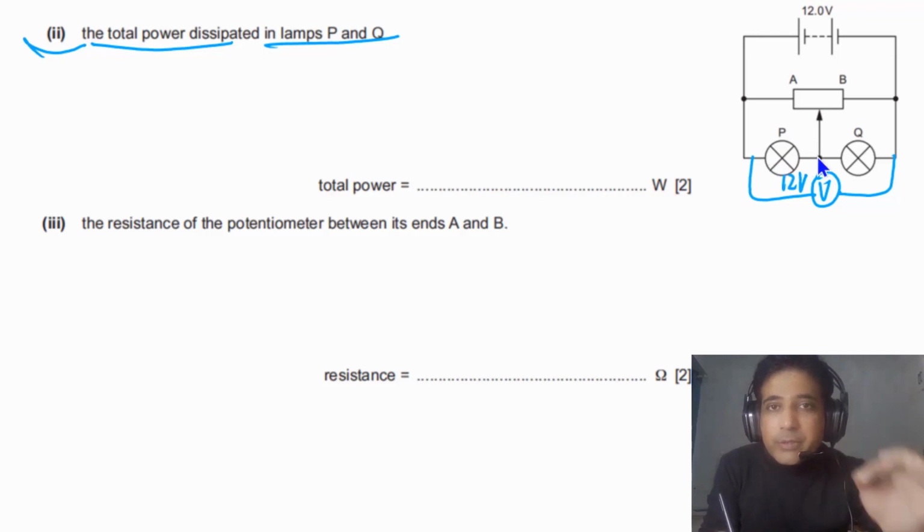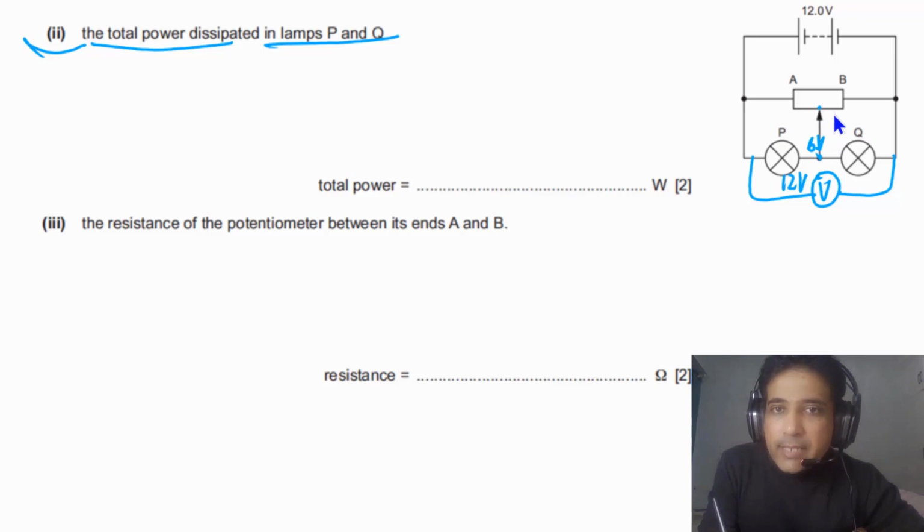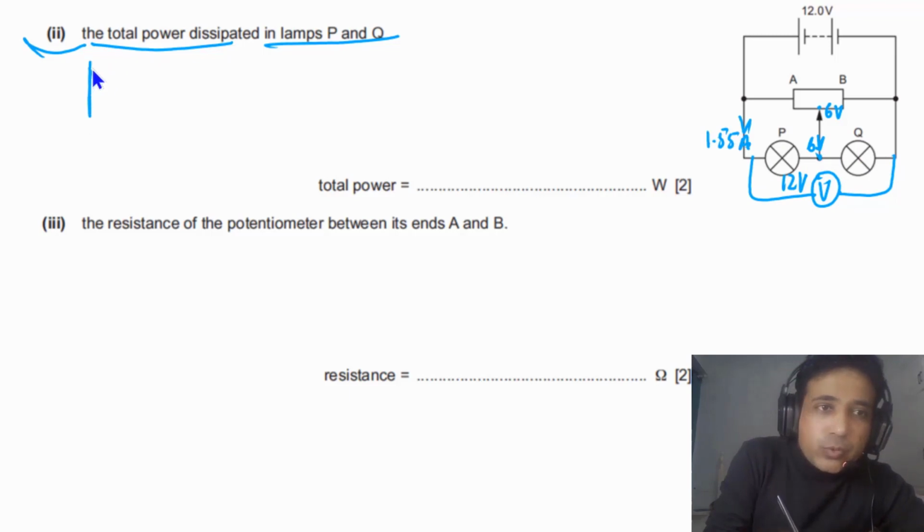But the problem is whether the current is flowing this way or not. To understand that, we can take this point. The potential at this point, as we have discussed, is equal to 6 volts, and the potential at this point is also 6 volts. It means no current will flow this way. So simply we can take the current passing through lamp P, which was equal to 1.55 amps, and we have the potential difference across these two lamps, so we can calculate the total power dissipated in P and Q.